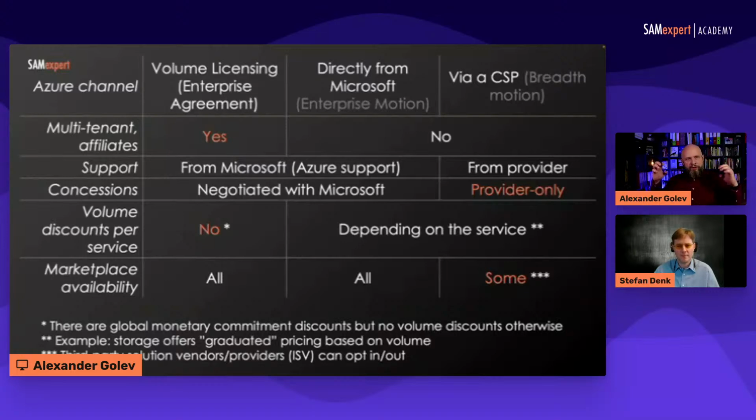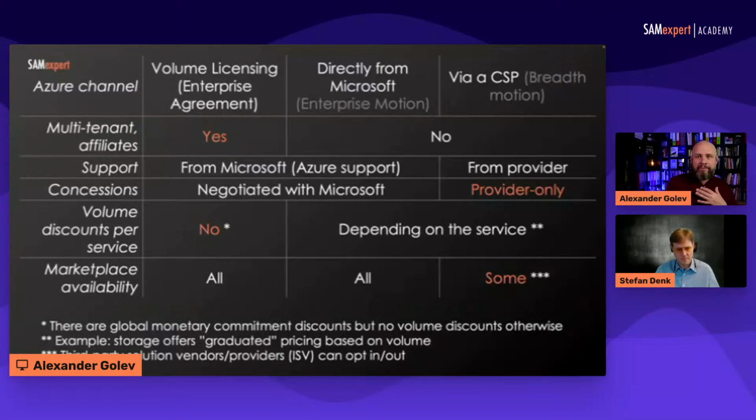What I'm talking about is, for example, in CSP, there are programmatic discounts or graduated discounts on storage. So you buy more storage, the price per gigabyte drops. How well it drops is a separate question, but it does. That feature still does not exist in the enterprise agreements. In the enterprise agreement, regardless of whether it's committed or pay as you go, you pay a fixed price for storage.